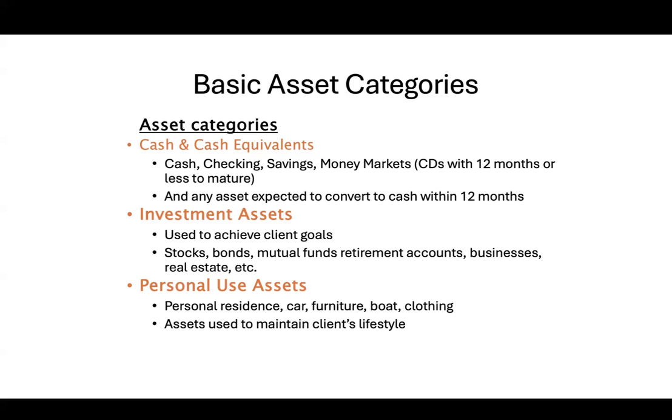So last but not least, we have personal use assets. Again, I think that a personal residence meets this definition. Personal residences are pretty bad at producing income. We really like our investment assets to not only increase in value, but also produce income. A personal residence is really good at producing expenses, not so good at producing income, unless we're talking again about a reverse mortgage or something like that. But cars, collectibles, things of that nature are all going to fall into this personal use category.